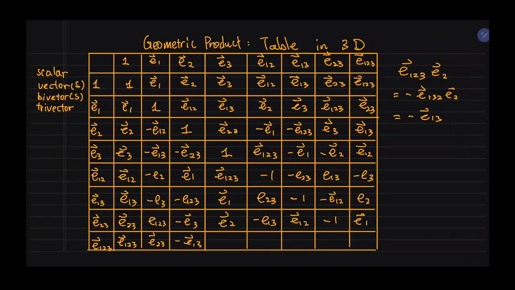I did some check of the table, and it turns out there's something I did wrong. First is this one, and the second is this one. So let us recalculate this. Let's calculate this one. It will be E2 E123. Here we swap the index, so it will be minus E13. So it should be minus E13.